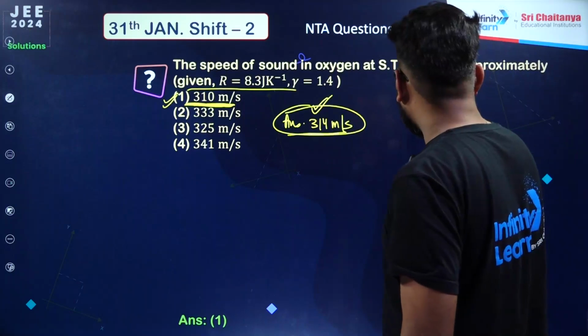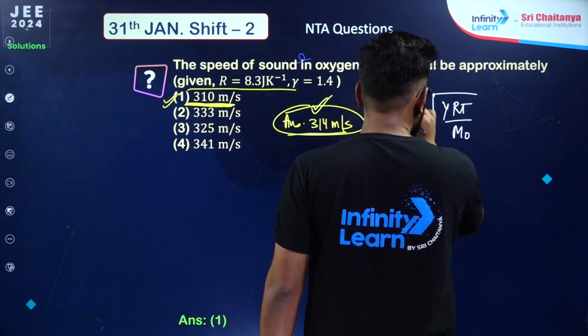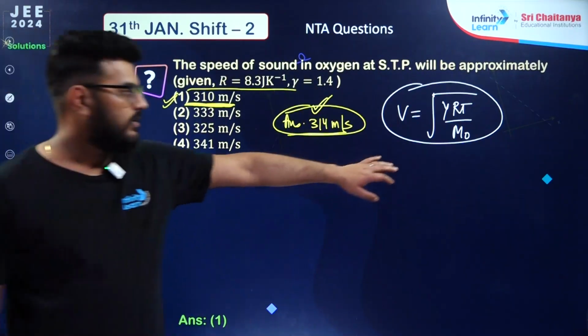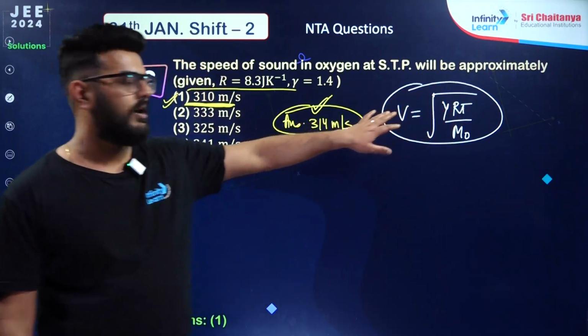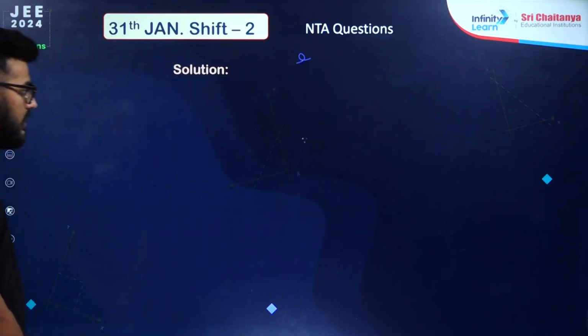The correct answer over here is, so it is going to be root of gamma RT upon M naught. This is the velocity of sound. You need to keep the mass of oxygen over here in kgs, then R, T and gamma. You will get the speed of sound. That's going to be around 340. But yes, option number 1 is the correct answer over here.